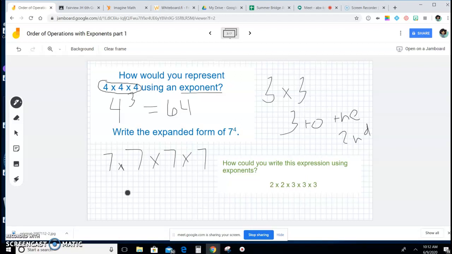You can use your phone calculator, whatever. I'll give you about 10 more seconds.